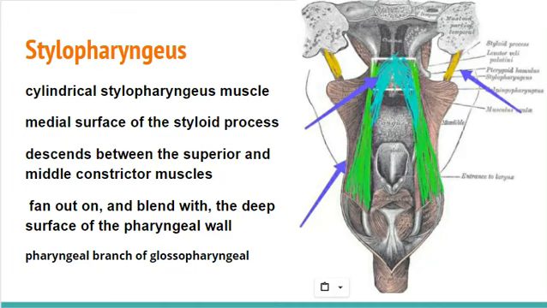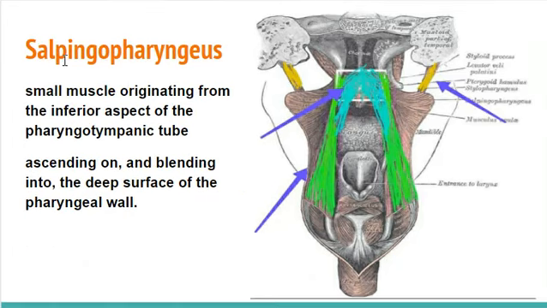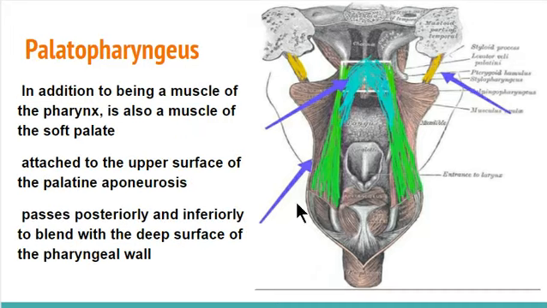The next muscle we have is the salpingopharyngeus. So as the name suggests, salpingo means tube. So this is a muscle originating from the inferior aspect of the auditory tube and ascending, blending with the deep surface of the pharyngeal wall again. The last muscle we have is the palatopharyngeus, as you can see here.